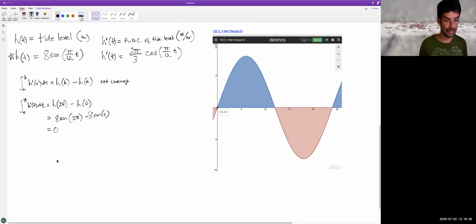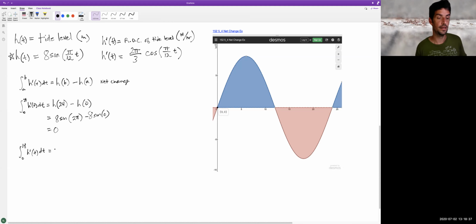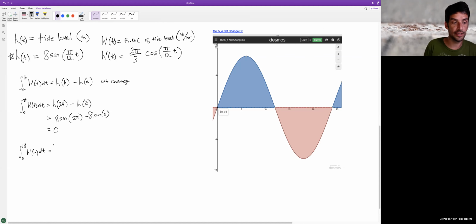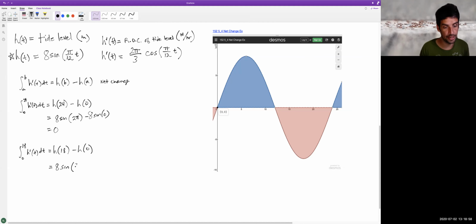If we do something like, let's do another one, the integral from 0 to 18 of h prime of t dt. This is going to give us h of 18 minus h of 0. We already know h of 0 is 0, so I can just ignore that piece. H of 18 is going to be 8 sine of 18/12 pi, which is 3/2 pi, which gives a -1, so I get -8 meters.